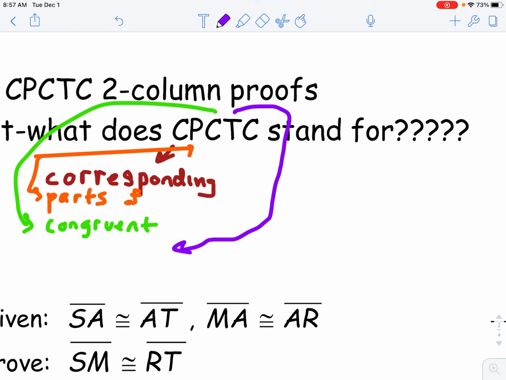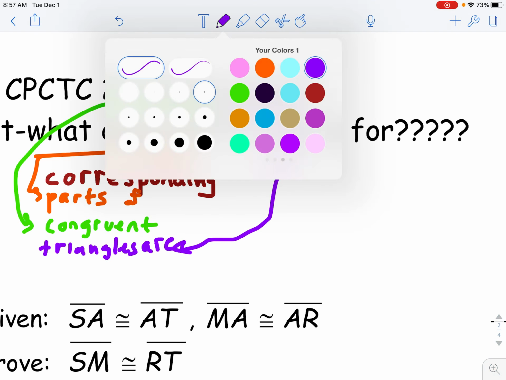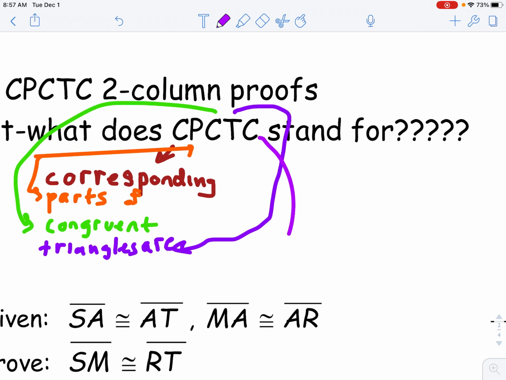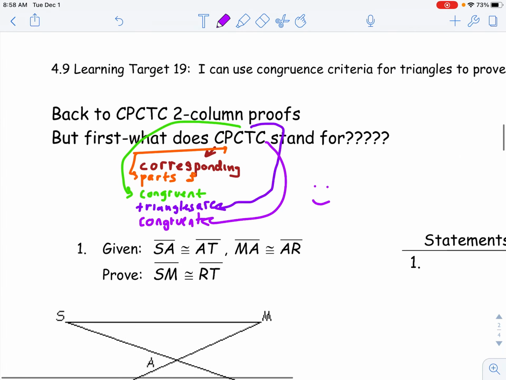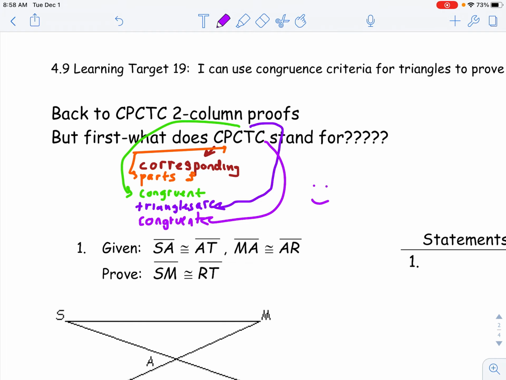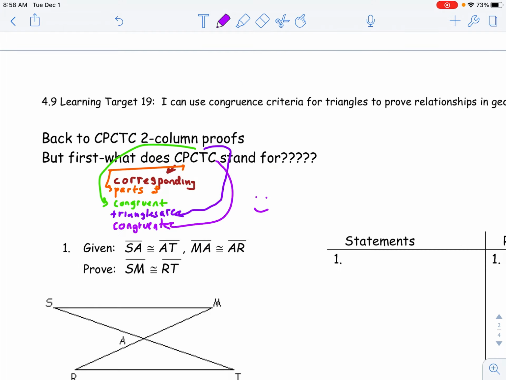T stands for triangles are. And then this last thing, this last C stands for congruent. Corresponding parts of congruent triangles are congruent. All right. Don't forget what that stands for. CPCTC. Corresponding parts of congruent triangles are congruent.